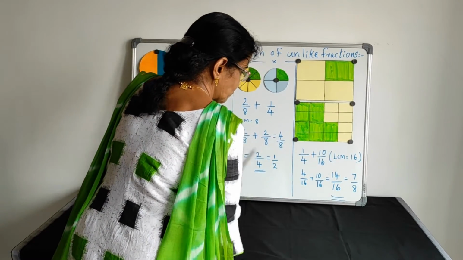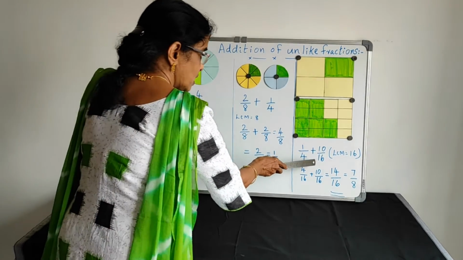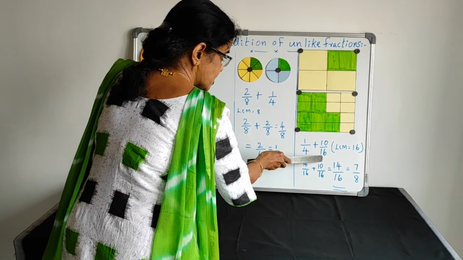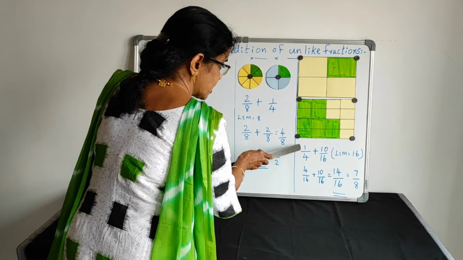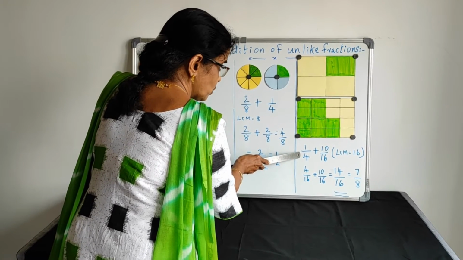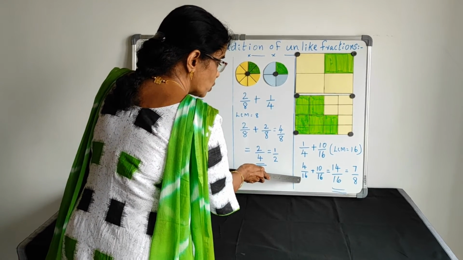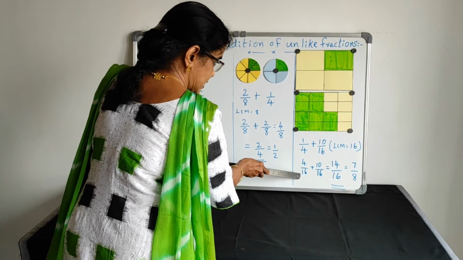LCM is 16. Here there is no change, the denominator is already 16. So here you have to change. The denominator you have to make into 16. So what is the clue number you have to calculate in your mind?